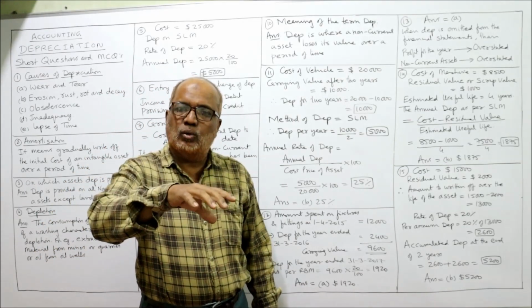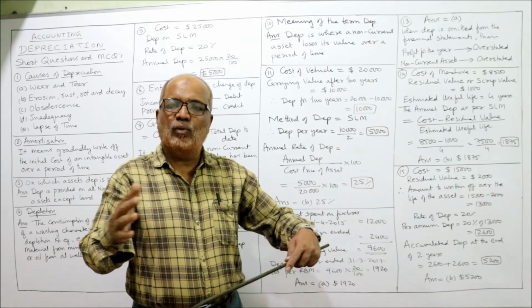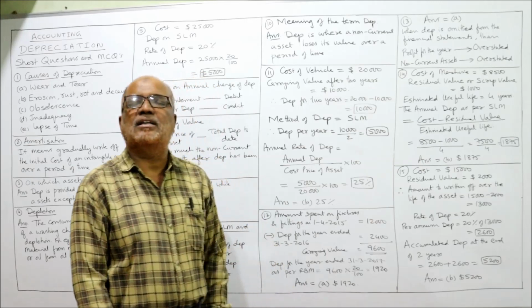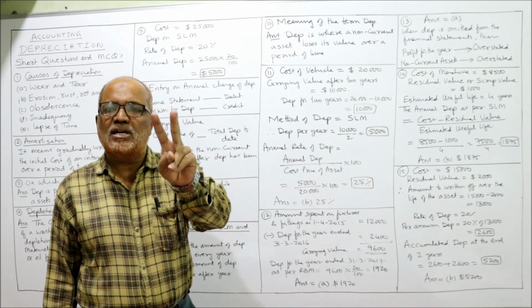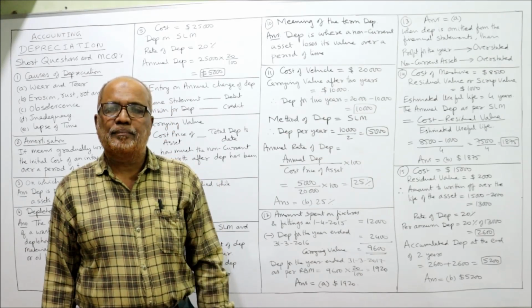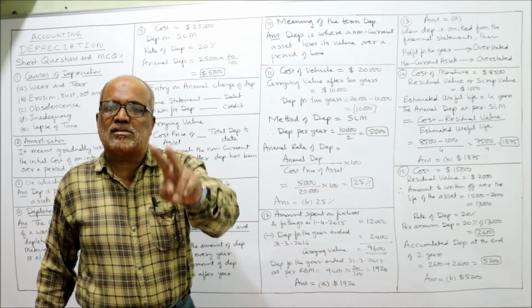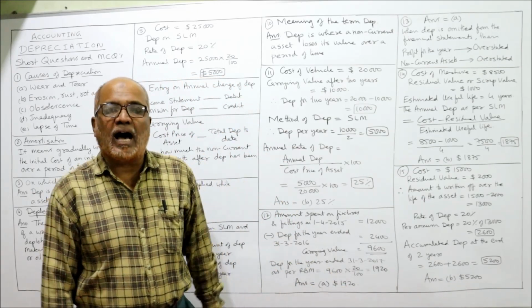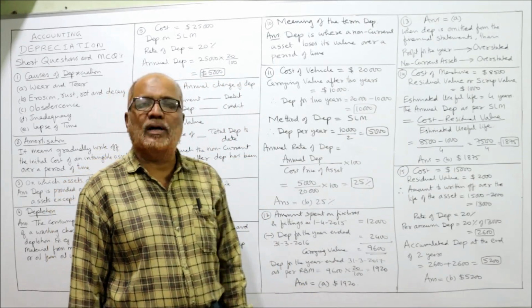So first year 2,600, second year 2,600. If you add up 2,600 plus 2,600, 5,200. So 5,200 is the total depreciation at the end of the second year. It is asking you for accumulated depreciation at the end of 2 years. At the end of 2 years, accumulated depreciation is 5,200. So the answer is B. The answer is B, $5,200.